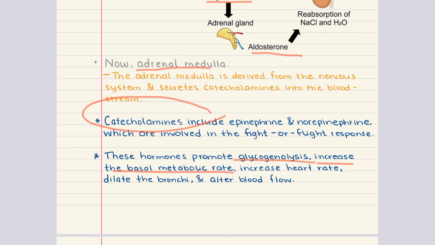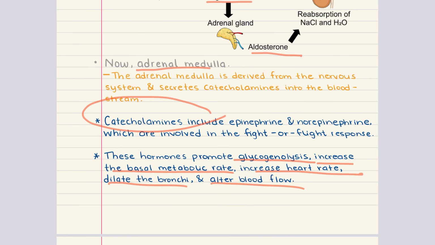They also increase heart rate and they dilate the bronchi in the lungs. This is going to improve oxygen delivery to muscles and other vital organs. Finally, they also redirect blood flow. This is going to cause vasoconstriction in non-essential areas like the digestive tract and vasodilation in skeletal muscle and heart tissue. So essentially helping oxygen and nutrients go where they're most needed.